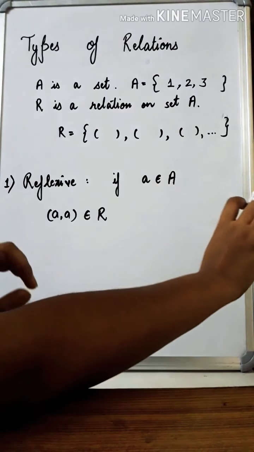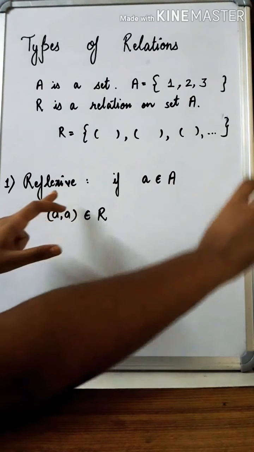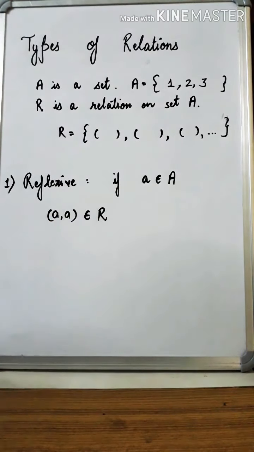So the first kind of relation is the reflexive relation. Reflexive. What is the literal meaning of the word reflexive? It means something that reflects. And how is reflection done? The exact image is formed, right?